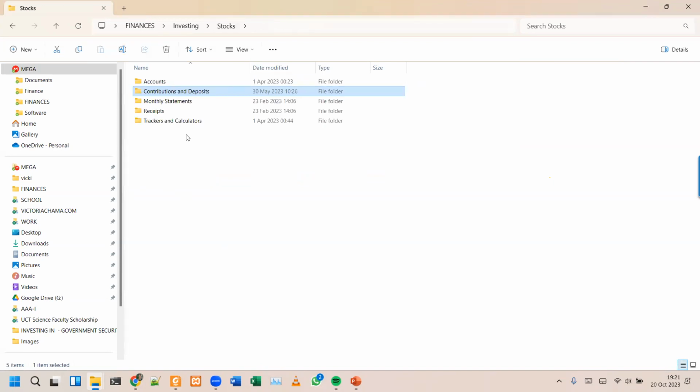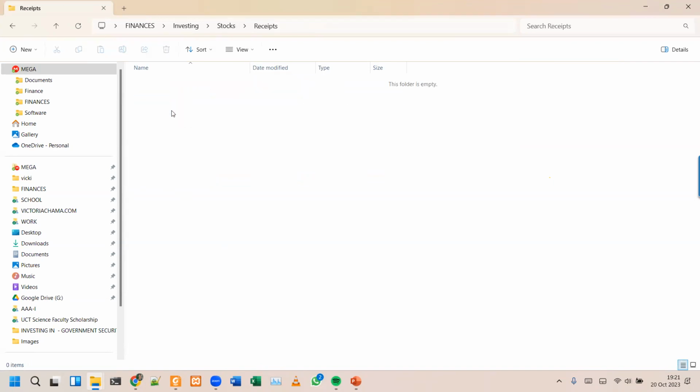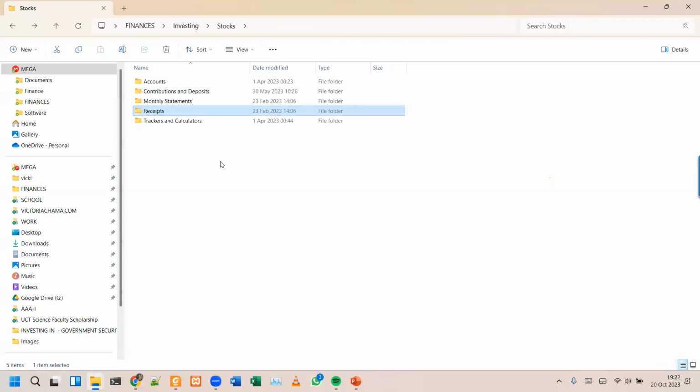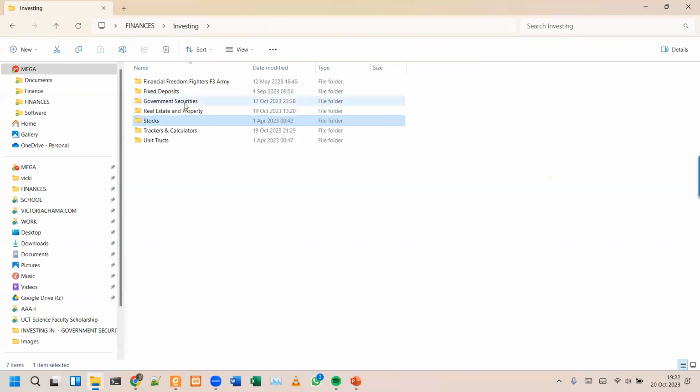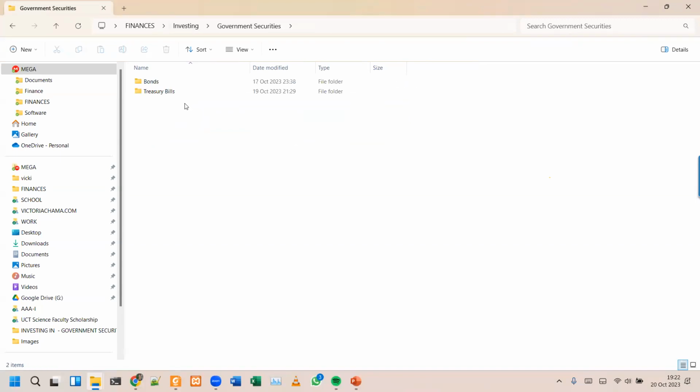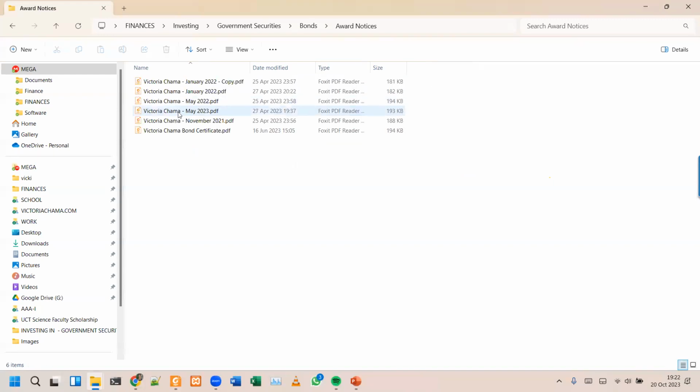You have your receipts. When you receive receipts from your brokers, this is typically where you go. All my receipts currently are online, and I need to download them actually here. And then when you go to accounts, this is where you should find anything related to that specific investment account. So that is stocks. When you go to government securities, you're going to have the 2 types of government securities there: bonds and treasury bills. When you go into each, you're going to see everything that you need to know about that thing. So that way things are organized and you know exactly where everything is.